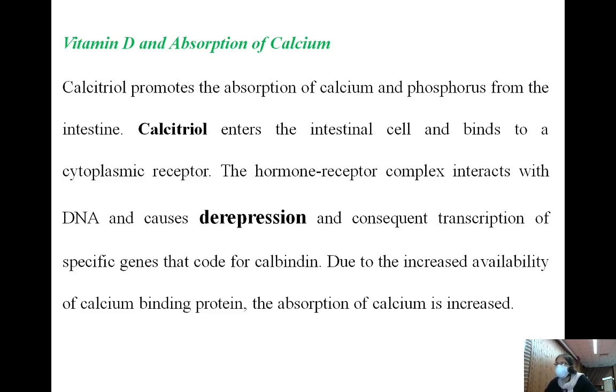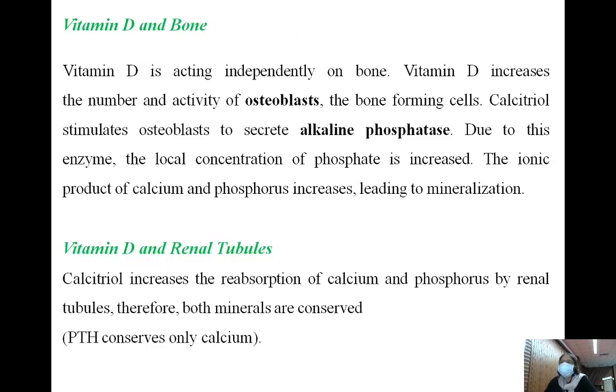This calbindin causes increased calcium absorption. Calbindin synthesis will be more, and calbindin is a calcium binding protein, so calcium absorption is increased. Very easy. Vitamin D and bone. Vitamin D acts independently on bone. It increases the number and activity of the osteoblasts.